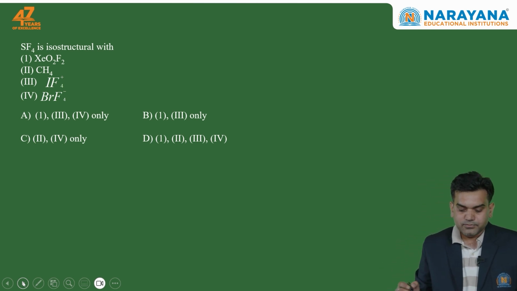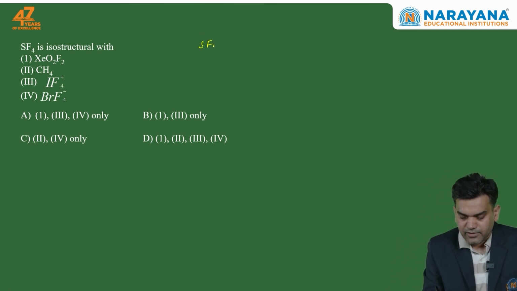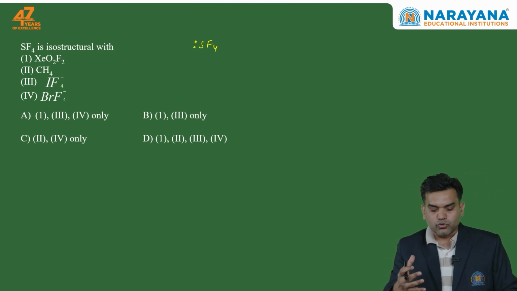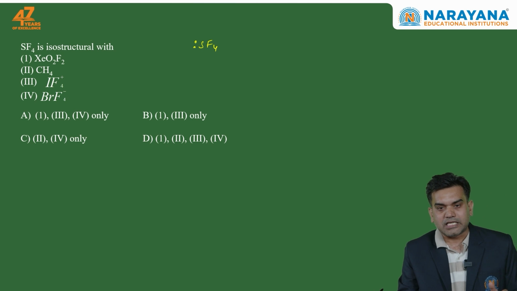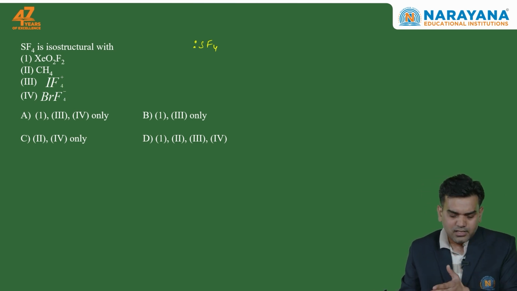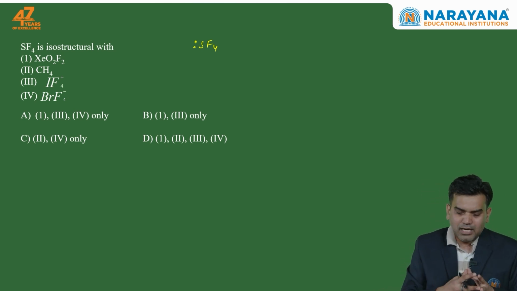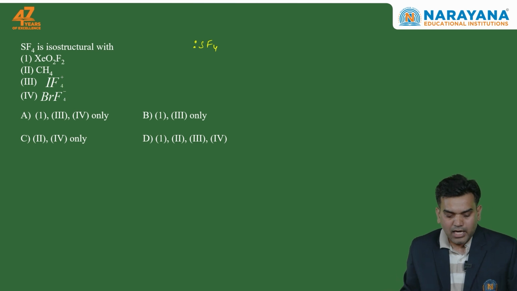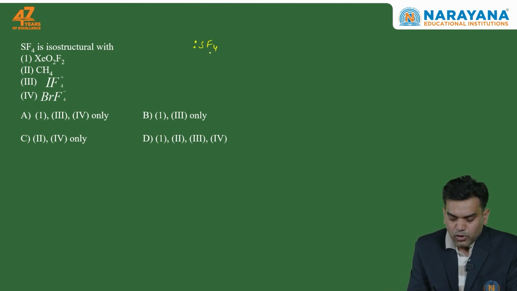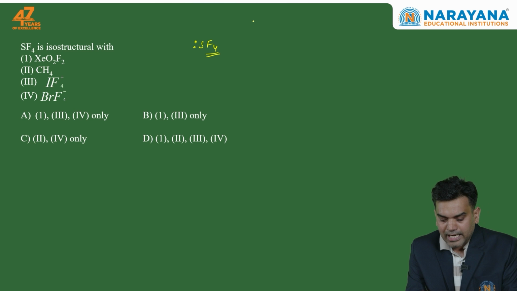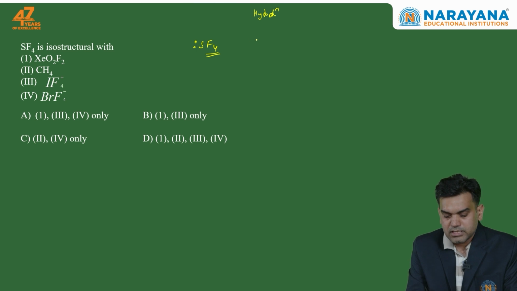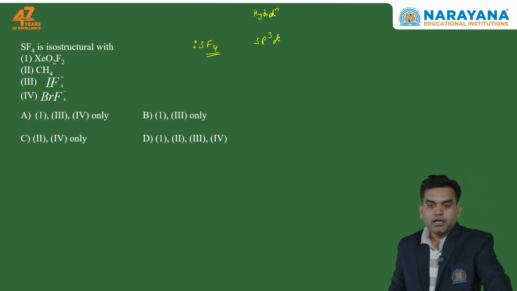SF4 has one lone pair. Sulfur has 6 valence electrons and is bonded with 4 fluorines. Out of 6, 4 are engaged in bond formation and 2 remain as a lone pair. There are many methods by which you can find the hybridization of SF4, and it is easy. Along with 4 bond pairs and 1 lone pair, I can say its hybridization is sp3d.